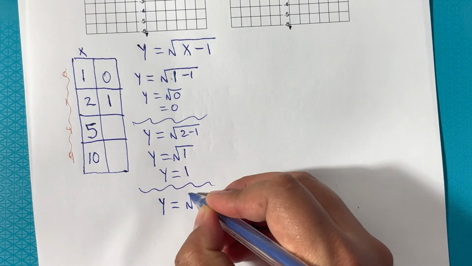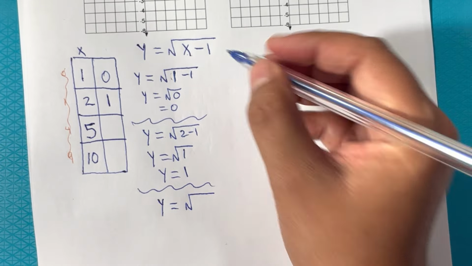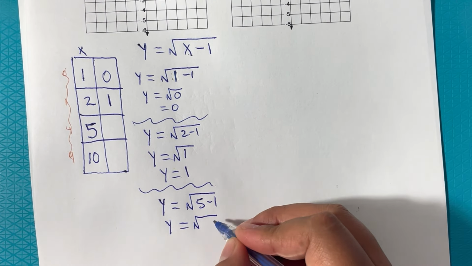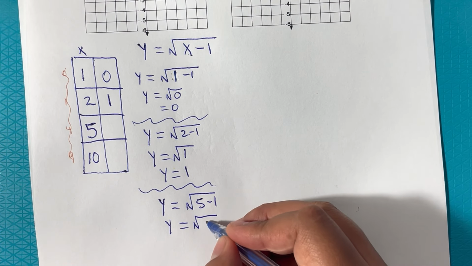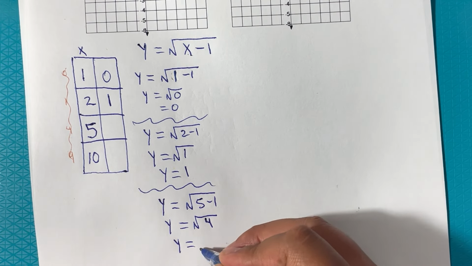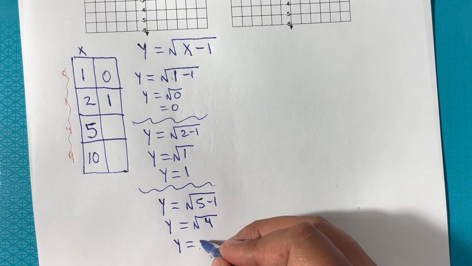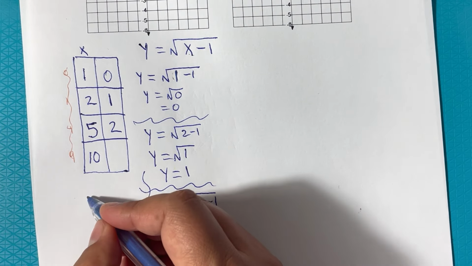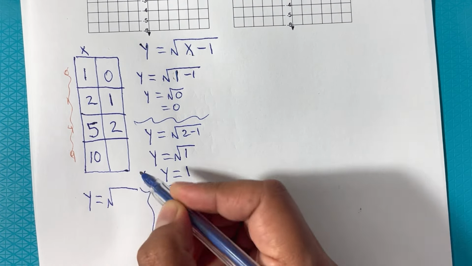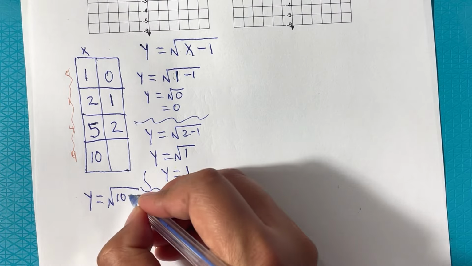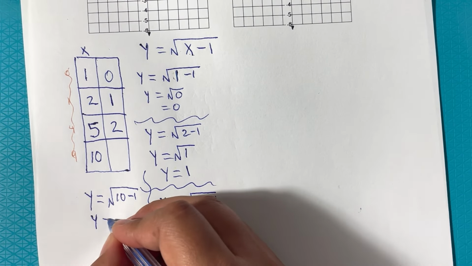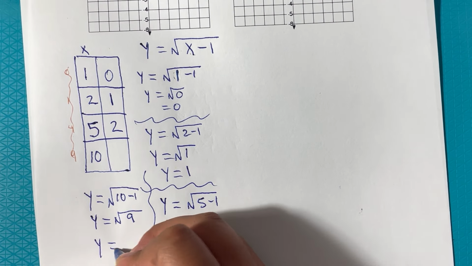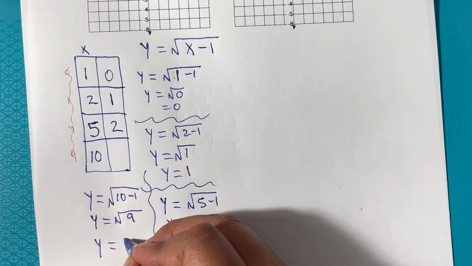y is equal to the square root of 5 minus 1. 5 minus 1 is 4. And what is the square root of 4? It is 2. And finally, y is equal to the square root of 10 minus 1. 10 minus 1 is 9. And y is equal to the square root of 9, which is 3.